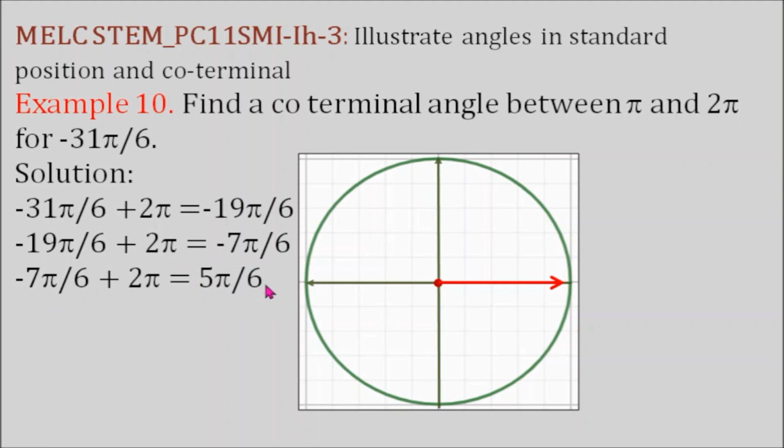Now this is a positive angle, and it's between pi and 2 pi. So 5 pi over 6 is somewhere here. So this is our angle.